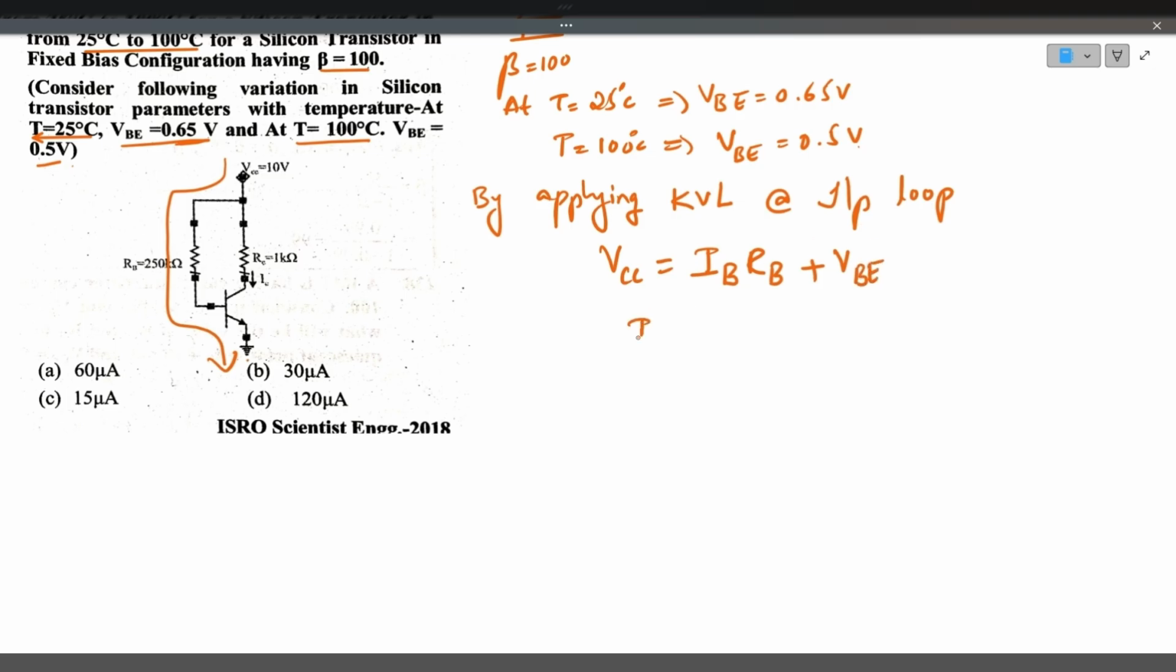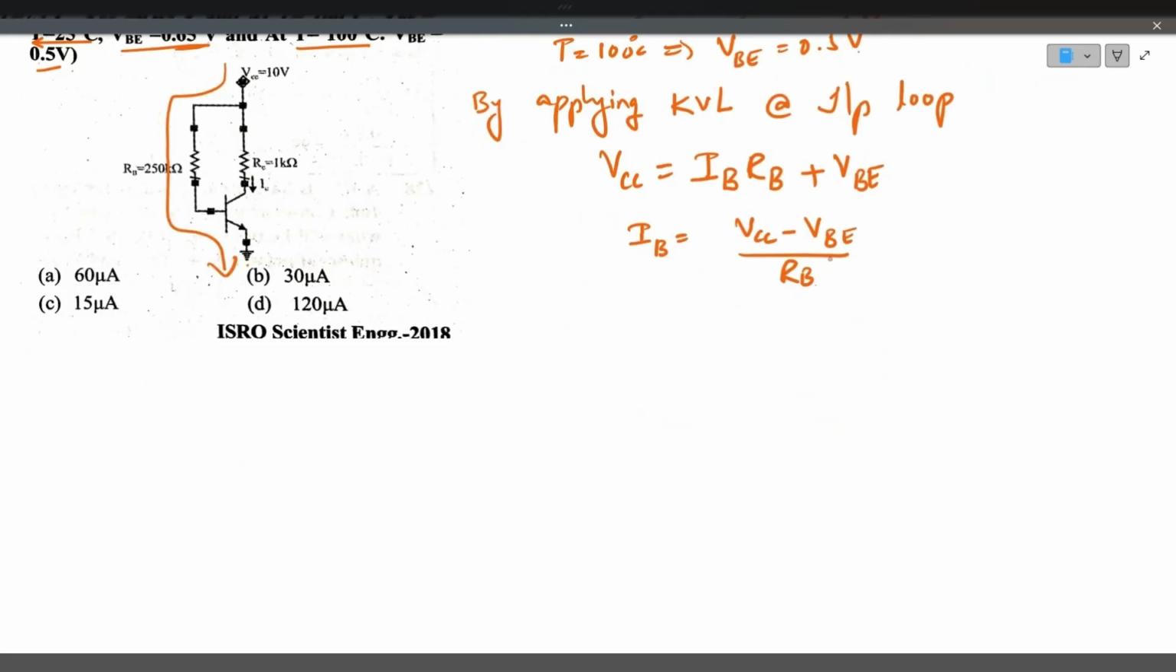So what is the base current? The base current IB will be VCC minus VBE divided by RB. He's asking us to find the difference in the collector current. The collector current is nothing but beta times the base current IB. The beta value is 100 and the base current can be written like this, so IC is 100 times (VCC minus VBE) divided by RB. Now we will find this out in two cases.